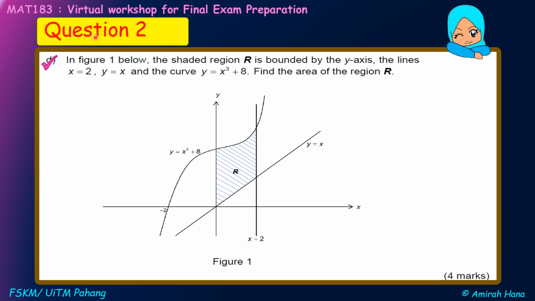Okay, we continue with question 2D. In figure 1 below, the shaded region R is bounded by the y-axis here, the line x equals 2 here, y equals x here, and the curve y equals x cubed plus 8 here. Find the area of the region R. Okay, we want to find this area, right?